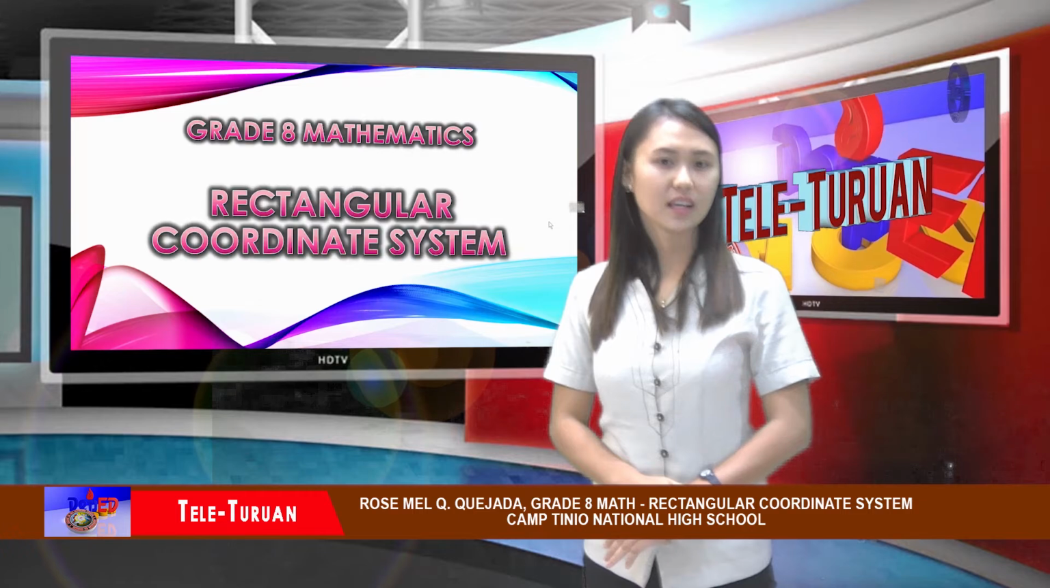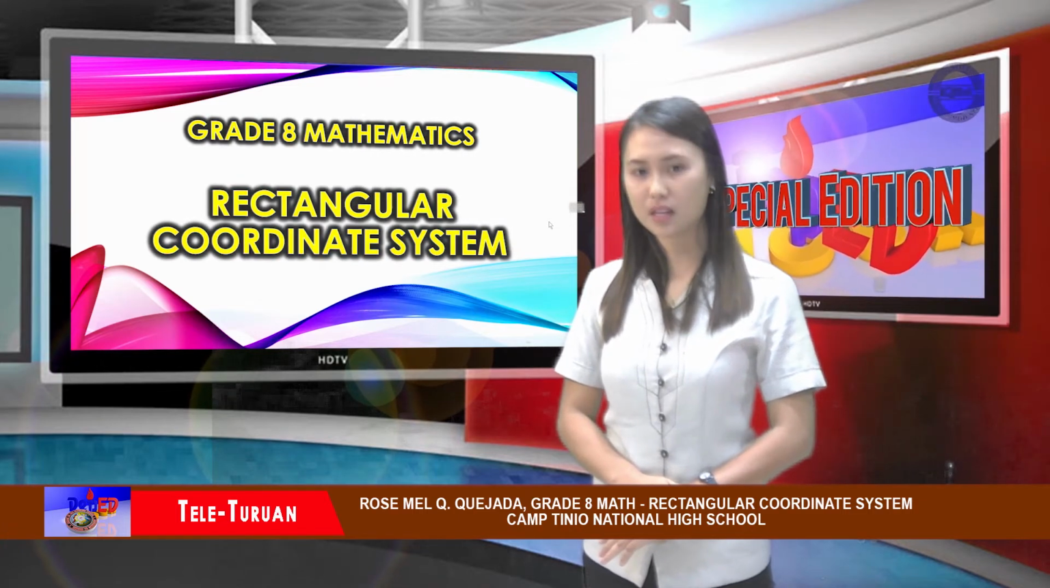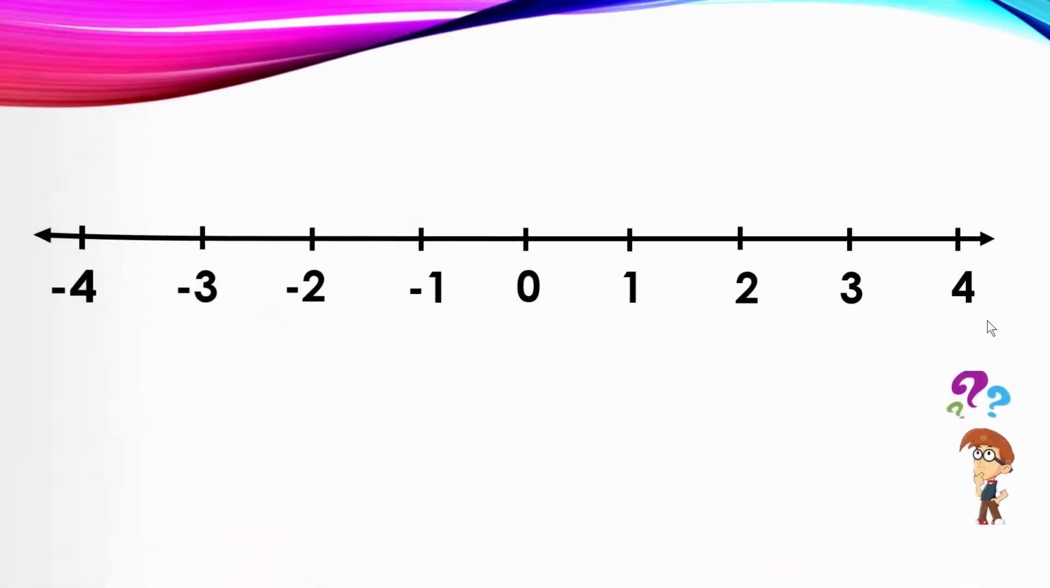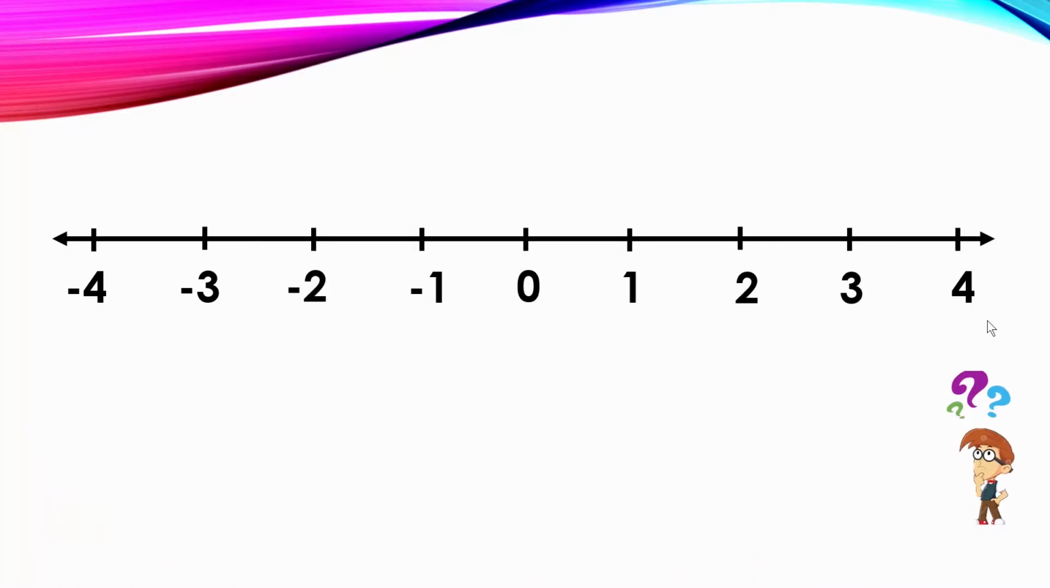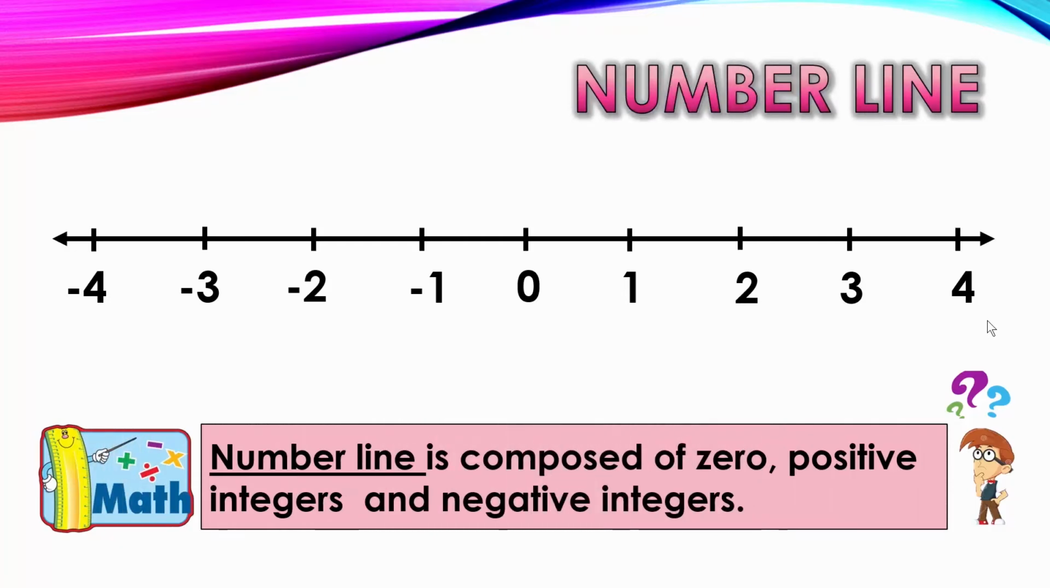Today is another day, another blessing and opportunity for us to learn something new about math. But before that, let us have a short recall about number line. This is a number line. Number line is composed of 0, positive integers, and negative integers. Now, let me show you this illustration.